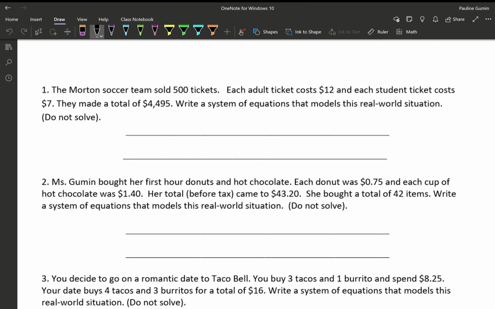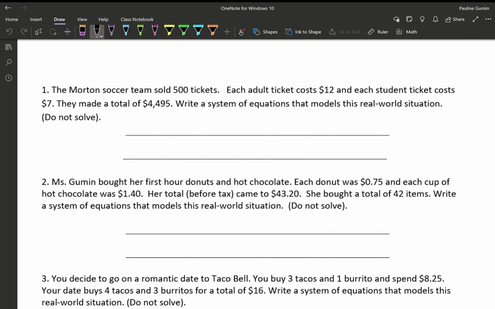Okay, number one, the Morton soccer team sold 500 tickets. Each adult ticket cost $12 and each student ticket cost $7. They made a total of $4,495. Let's write a system.